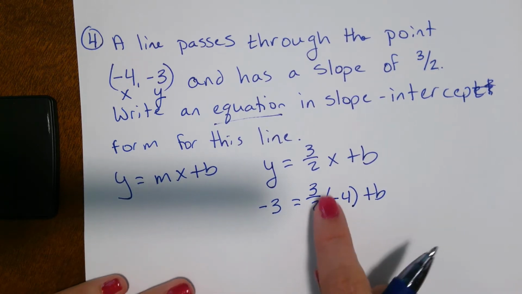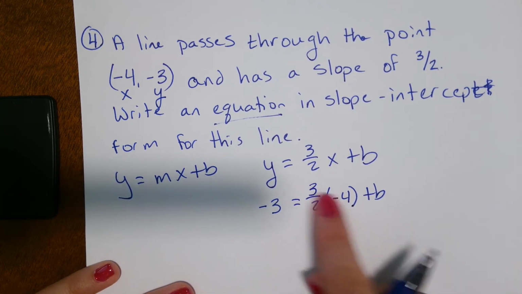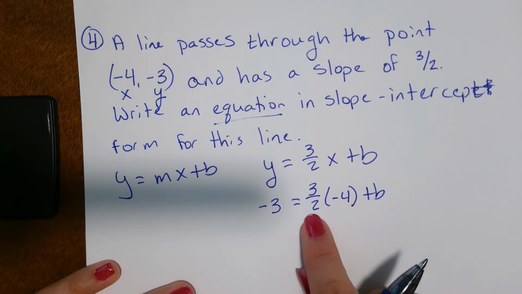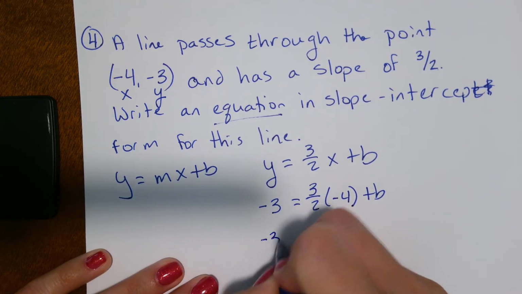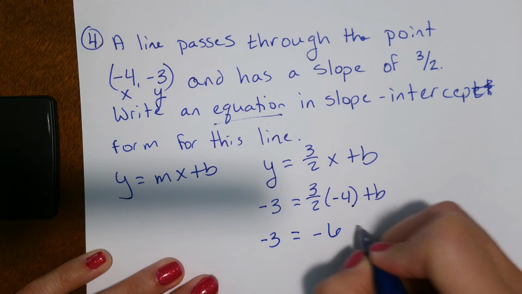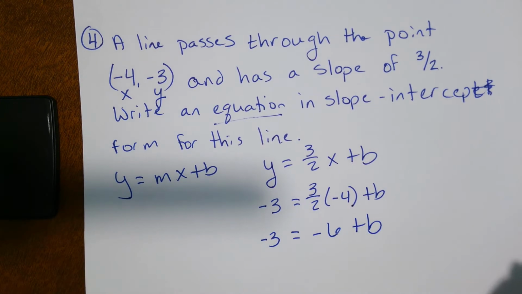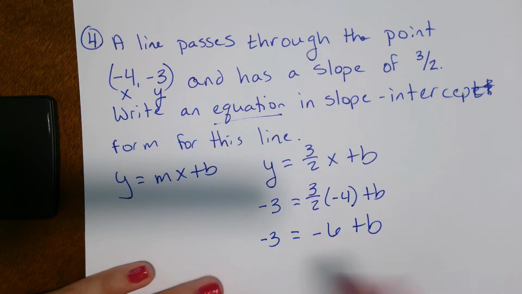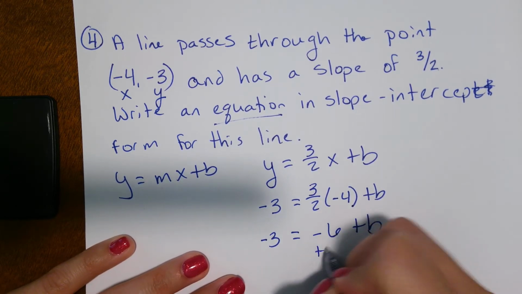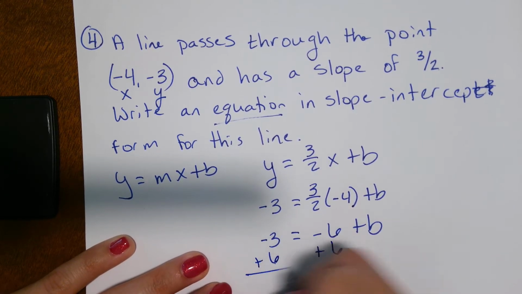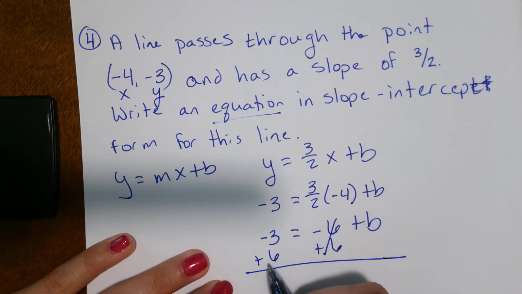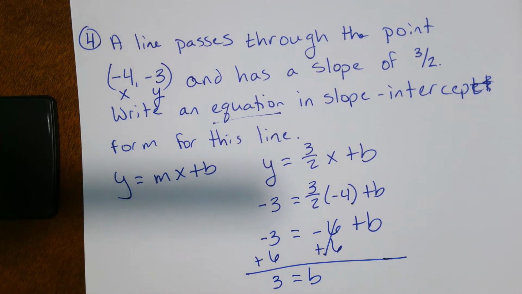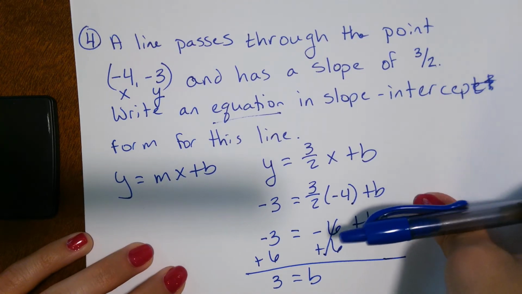b. So 3/2 times -4, 3 times -4 is -12, divided by 2 is -6. So I get -3 equals -6 plus b. Solving the linear equation, so I need to get b all by itself. So I'm going to add 6 to both sides. -3 plus 6 is 3. So I get that my y-intercept is 3, b is 3.